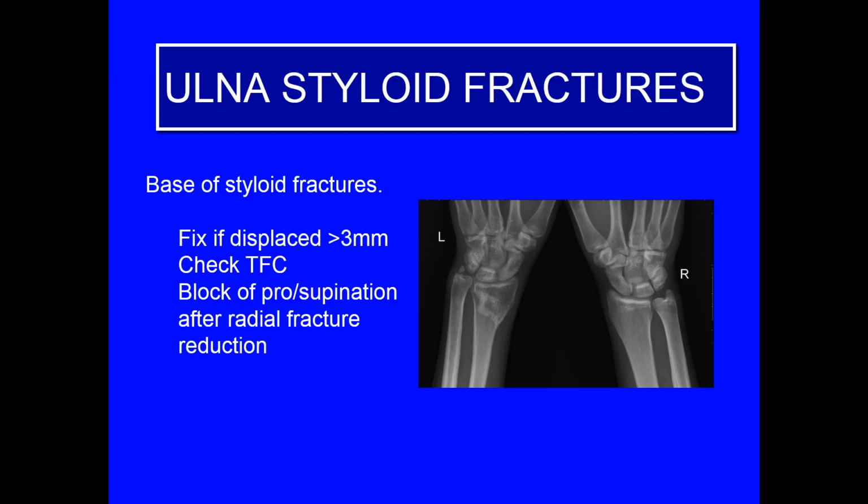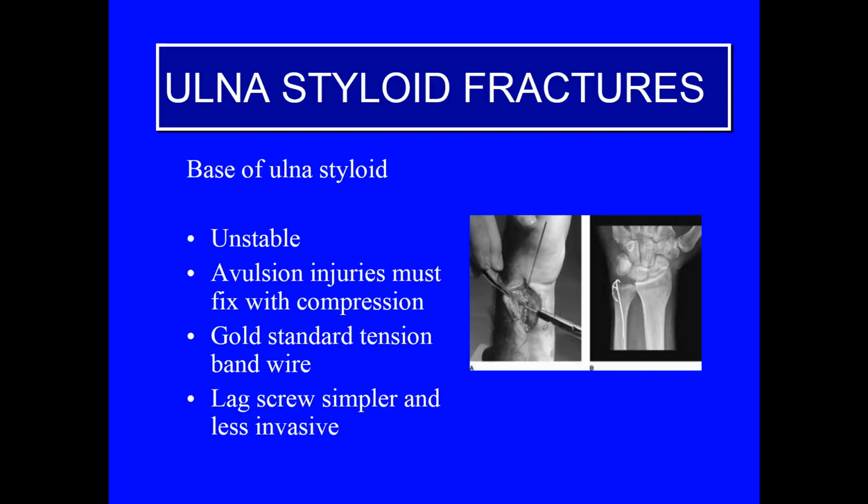Basal styloid fractures are most commonly avulsion fractures rather than direct blows, and these need to be treated with screw fixation or with a tension band wire. If the basal styloid fracture is more than 3 millimeters displaced medially, you must check for a TFC injury. This patient had a TFC injury because the triangular fibrocartilage is attached there, and if the radius is shortened, the TFC must have pulled dorsally and radially to achieve that displacement of the styloid. Fractures of the base of the ulnar styloid, as I said, are unstable avulsion injuries and must be fixed with a compression screw. These are fractures which occur truly at the base of the styloid.